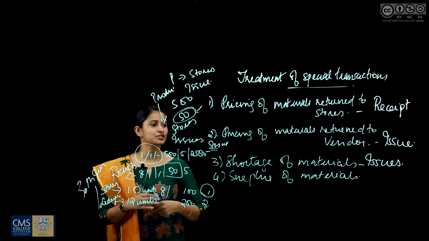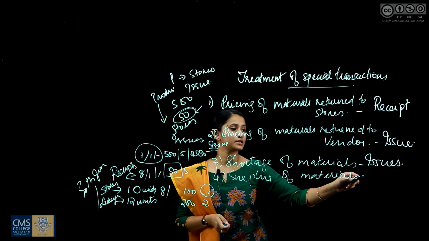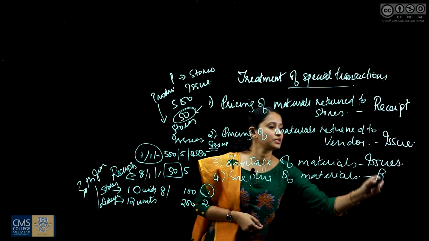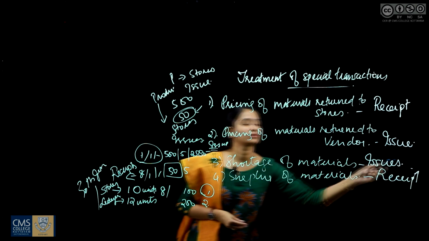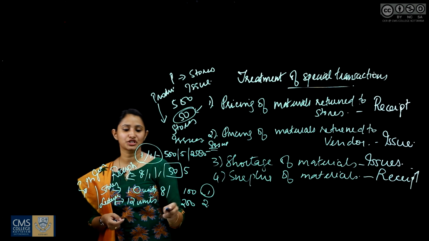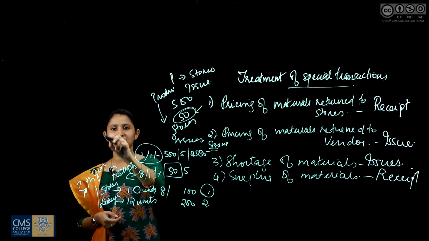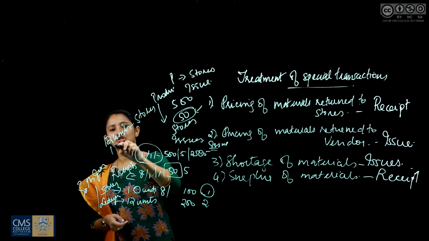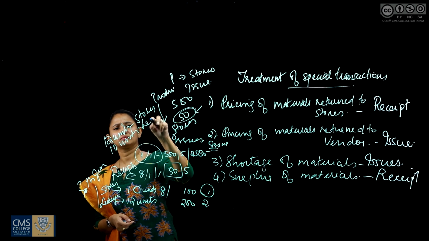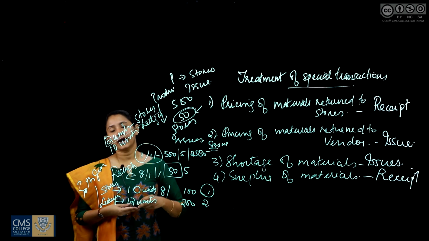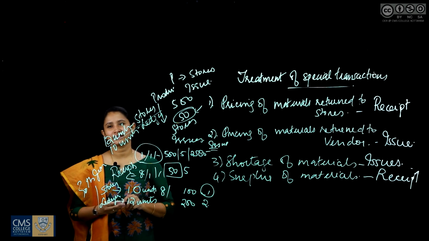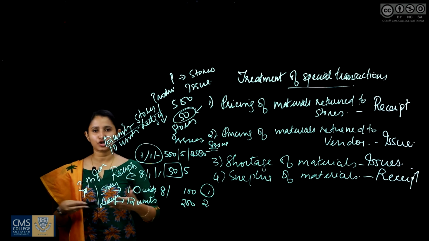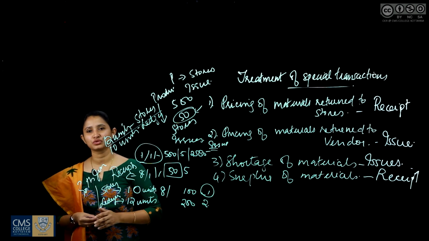Then, exactly opposite to shortage of materials, you have surplus of materials. If the shortage is shown in the issue column, the surplus is shown in the receipt column. This is the opposite situation, where there are 12 units in the stores but the ledger shows only 10 units. On 30th January, the stock verifier counts the units available in the stores and finds 12. When he cross checks with the ledger, he sees that the ledger balance shows only 10 units.